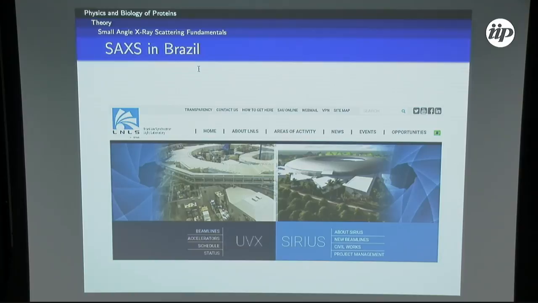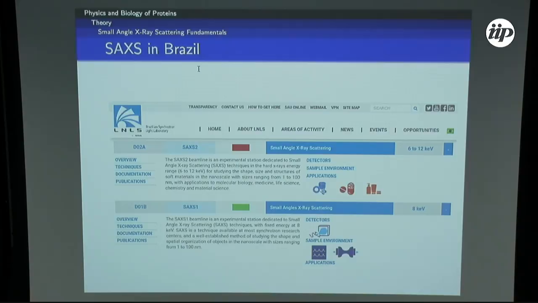In UVX, you have these two lines, SAXS2 and SAXS1. SAXS2 is not working at this time, just because people are using this line to calibrate the light of the Sirius line. So this became an experimental station to help the construction of the new synchrotron. And we have SAXS1, where I had one time the opportunity to spend 3 days. If you would like to use this beam line, you just have to apply with your project, and it's free. So it's pretty convenient. It's pretty good.